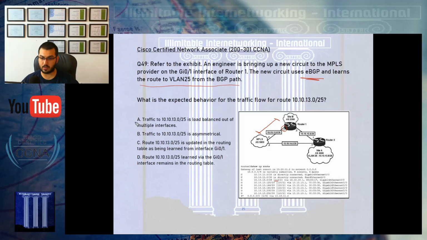It's passing through GigabitEthernet 0/0. Let's see. Traffic to 10.10.13.0 is load balanced out of multiple interfaces. Nope. Traffic is symmetrical, asymmetrical, I don't know. Route, this subnet is updated in the routing table as being learned from interface GigabitEthernet 0/1. Let's see. And also, route 10.10.13.0 is learned via GigabitEthernet 0/1 interface, remains in the routing table.